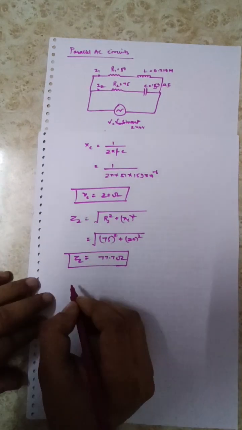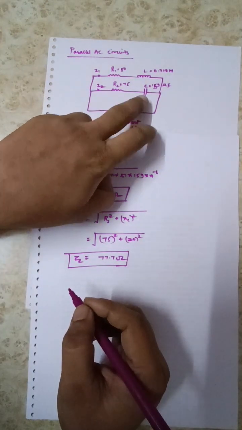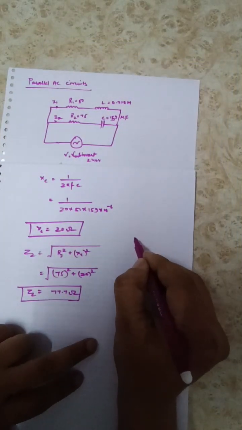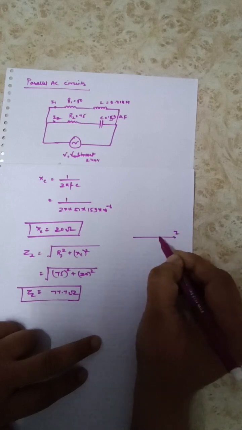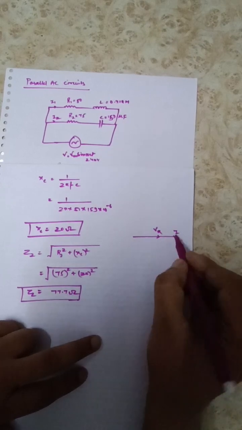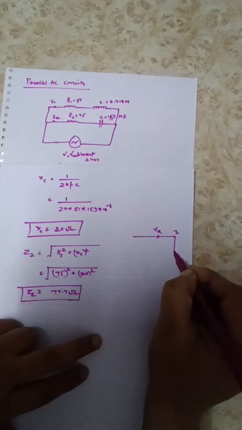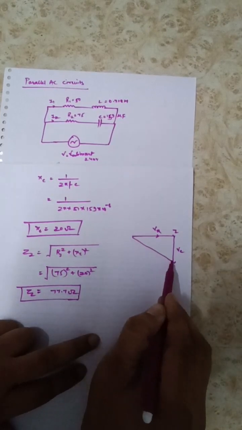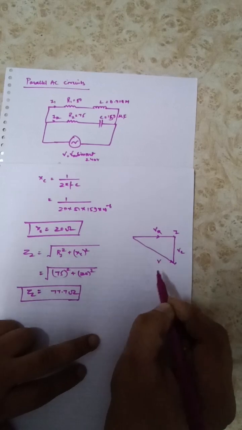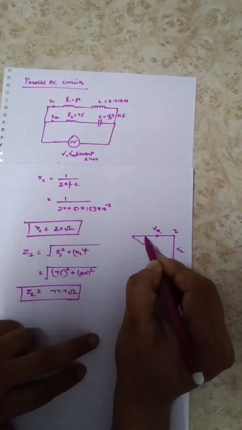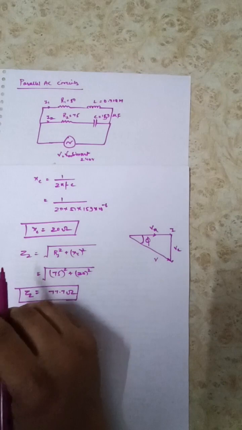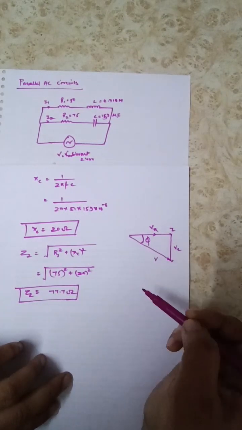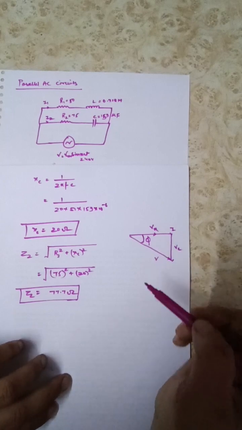Now, the second branch is a series combination of R and C. We have drawn the phasor diagram: if this is the current, then this will be the voltage across R, and the voltage across C will be like this. This will be your VC. So overall the voltage will be like this. Current and voltage have some phase angle, and the current is leading the voltage. Here the voltage is behind the current.